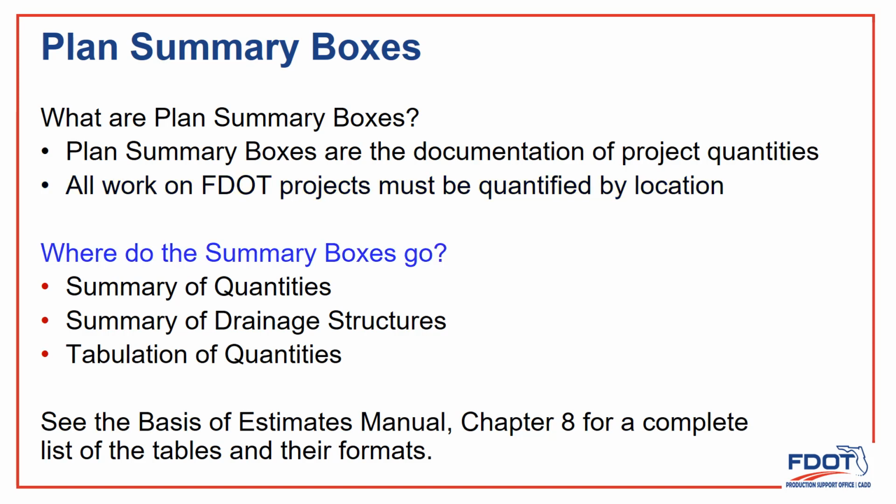Well, where do these boxes go in the plans? They can go on the Summary of Quantities sheets, Summary of Drainage sheets, or Tabulation of Quantities sheets. The Basis of Estimates Manual, Chapter 8, has a full listing of all the approved summary boxes and gives detailed instructions on the order and contents of each summary box.